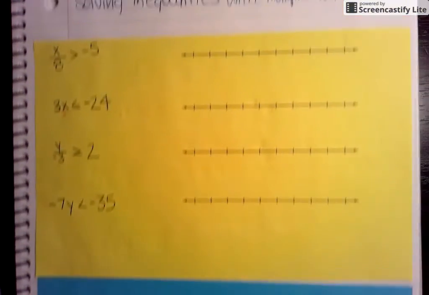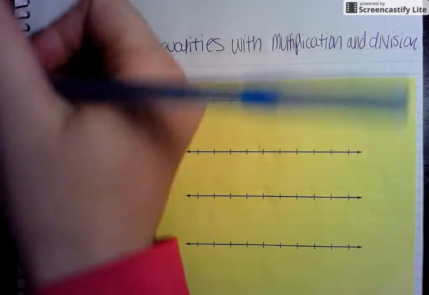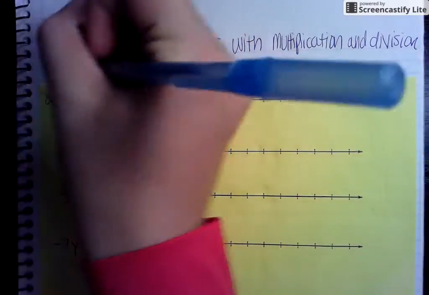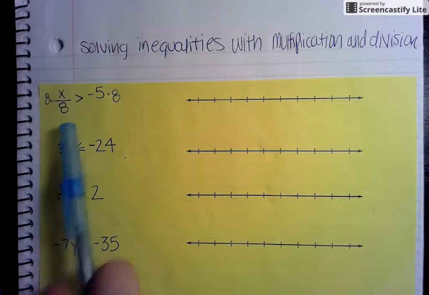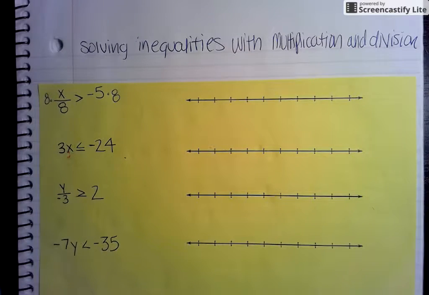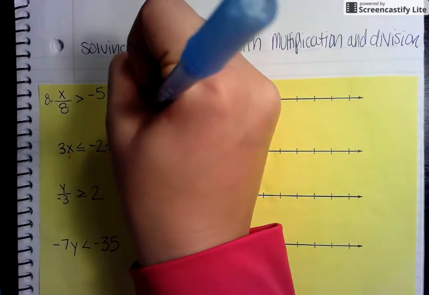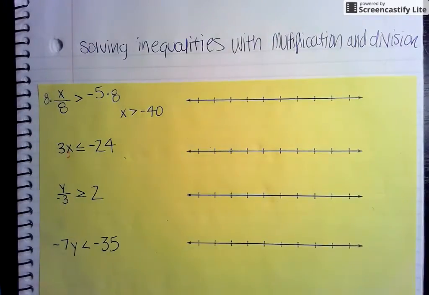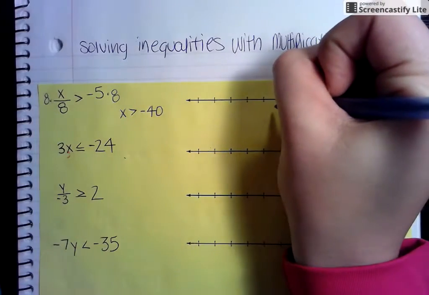So we're going to be looking at the first one. It says x divided by 8 is greater than negative 5. And to get rid of the 8 and get x by itself, you would have to multiply an 8 on both sides. Now, the number that we're multiplying is a positive number, so you do not have to flip the sign. So in this case, it would just be x is greater than negative 40, because negative 5 times 8 is negative 40. So I'm going to fill out my number line.